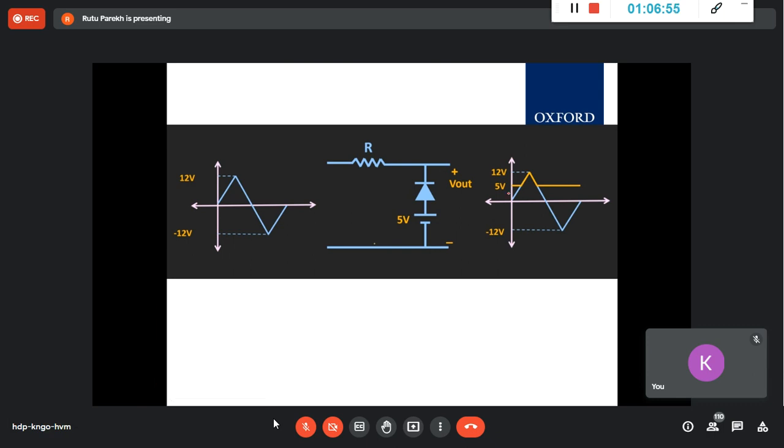So you understood. We did up to this one. Okay, we did this much. Now, when the input was less than 5 volt, the diode was forward biased. What was there? It was not conducting. So the output potential will remain constant at 5 volt.